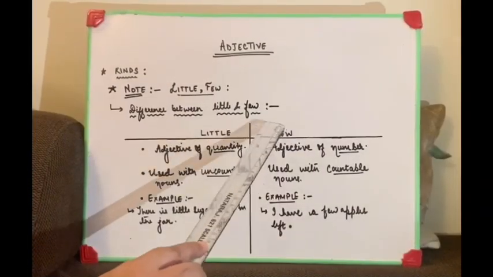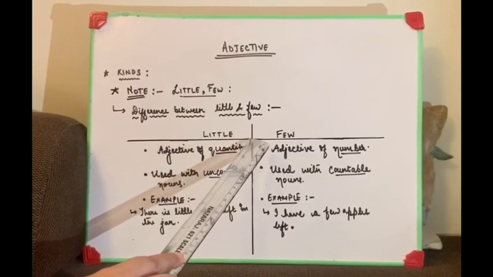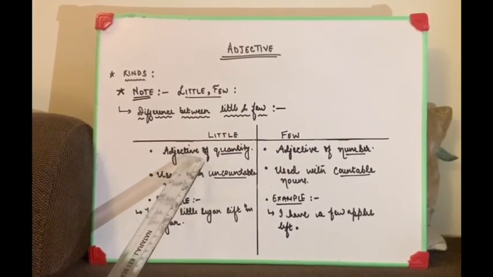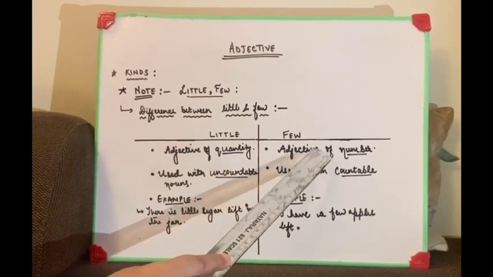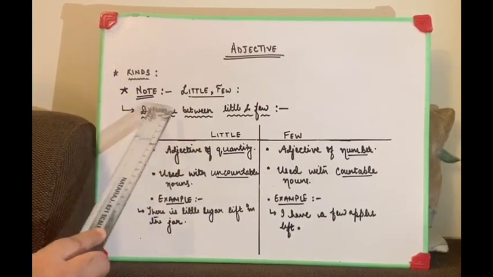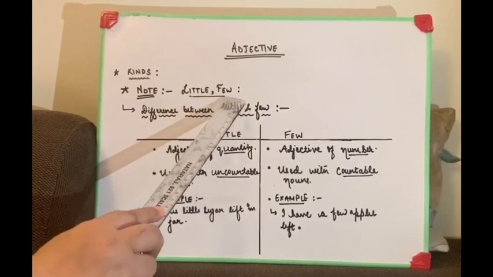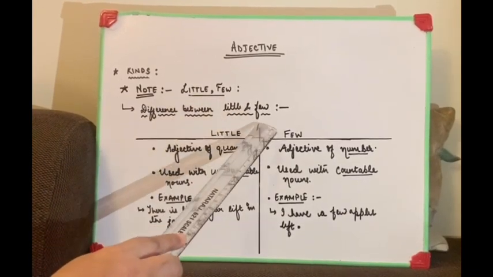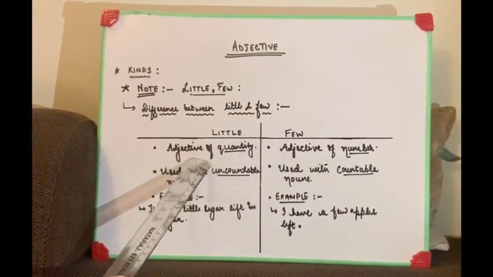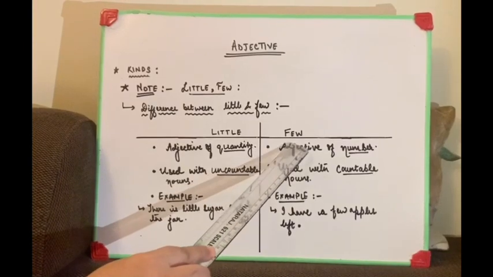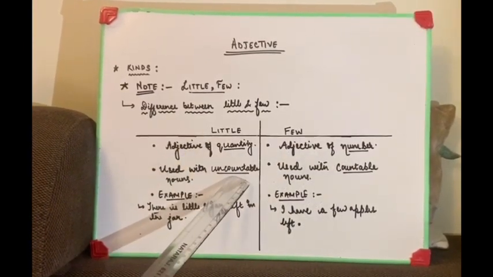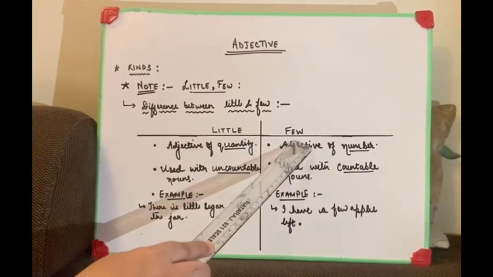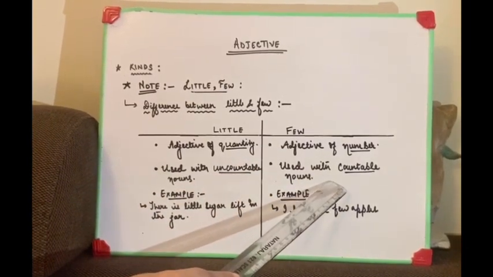This is the extension of the video of part 1 where we have studied about adjective of quantity and adjective of number. Here we will study the difference between little and few, the use of little and few. Now, little is adjective of quantity and few is adjective of number. Little is used with uncountable nouns and few is used with countable nouns.